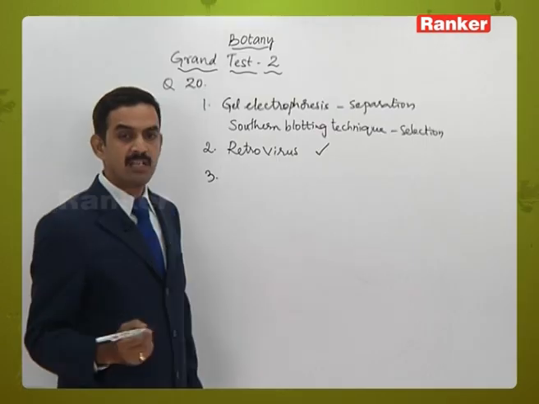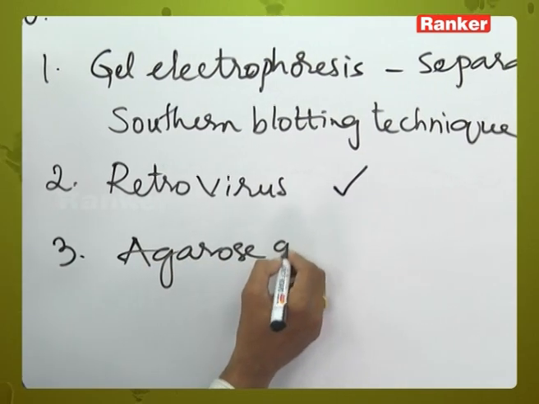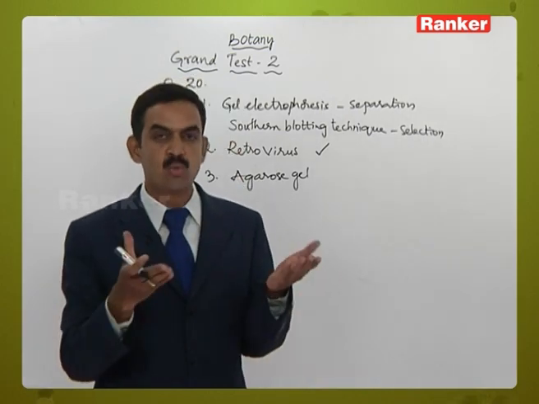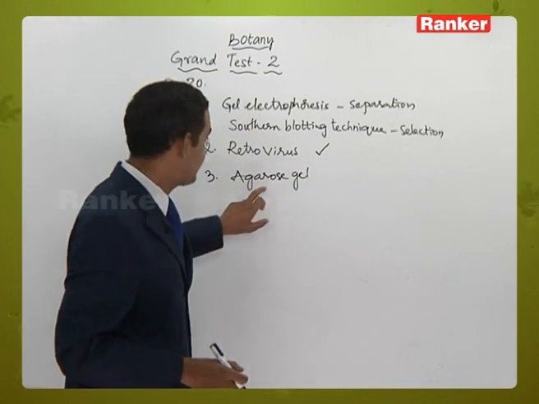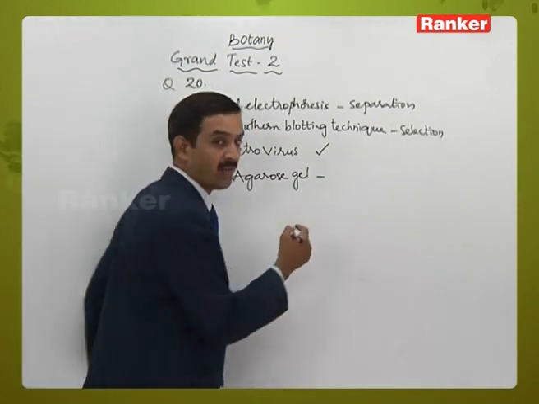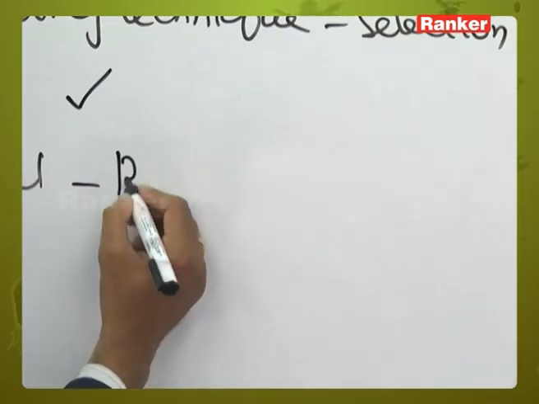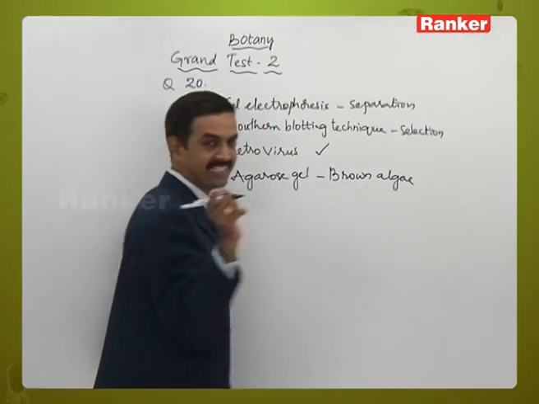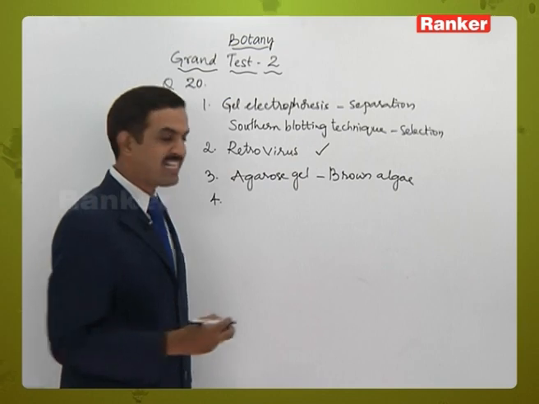Then the third one, agarose gel. Actually, agarose gel is a natural polymer which is used as a medium during gel electrophoresis, and this agarose gel is extracted from brown alga, but here it is given as red alga. So this statement is incorrect. Okay. Then the fourth one is in gene gun method.